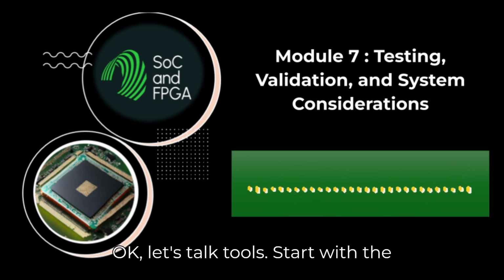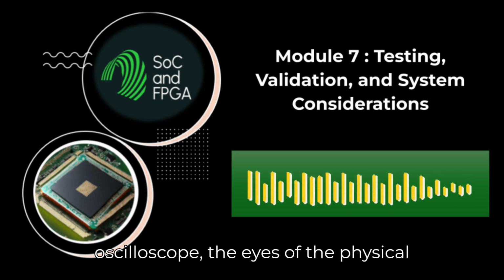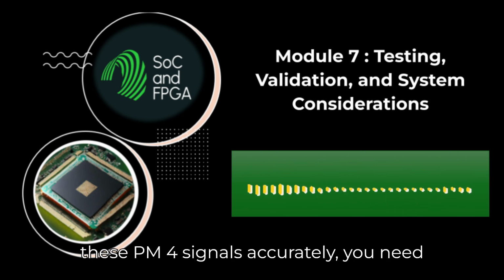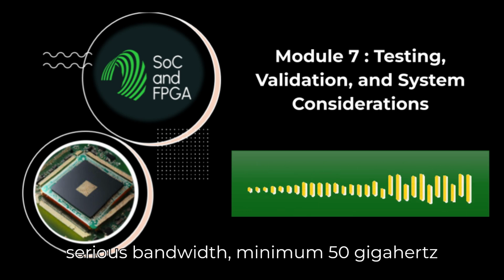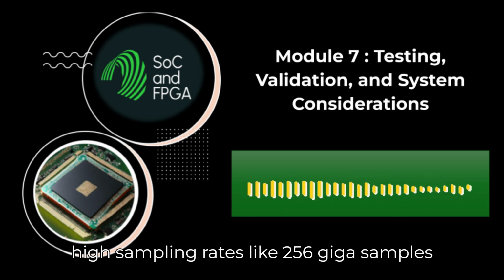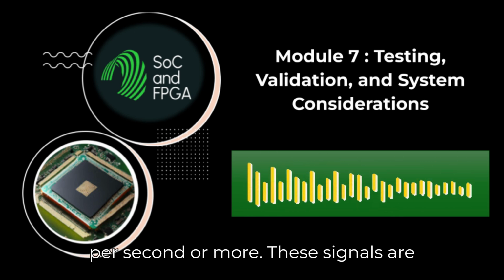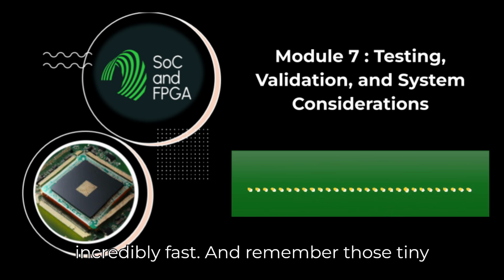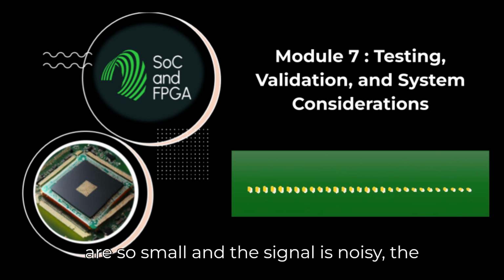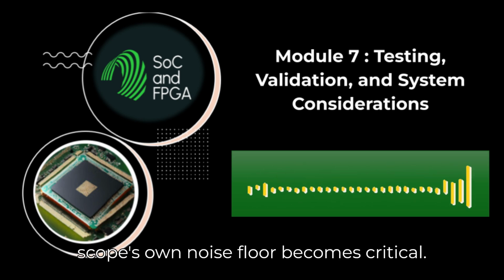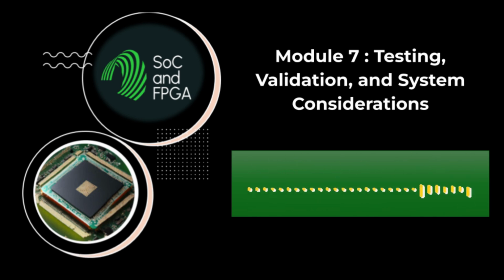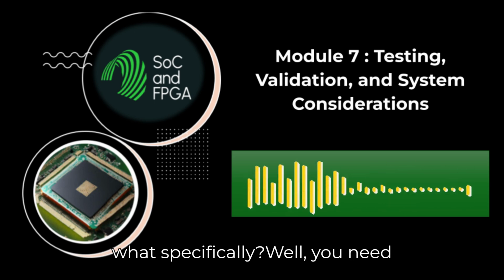Okay, let's talk tools. Start with the oscilloscope, the eyes of the physical layer. What's needed there? To even see these PAM4 signals accurately, you need serious bandwidth. Minimum 50 gigahertz analog bandwidth on the scope. And super high sampling rates, like 256 gigasamples per second or more. These signals are incredibly fast. And remember those tiny PAM4 eyes? Exactly. Because the eyes are so small and the signal is noisy, the scope's own noise floor becomes critical. You need a very low noise front end. Plus, really advanced software.